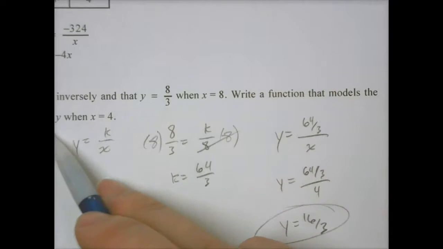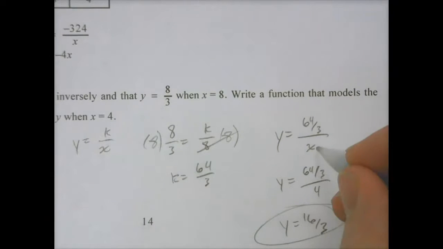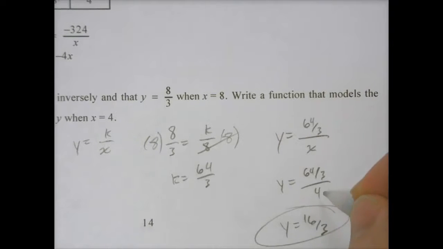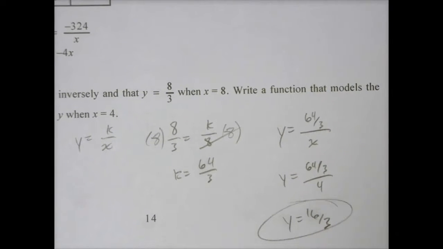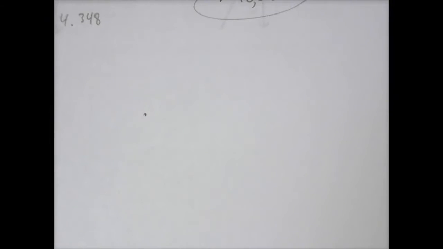And then it says find y when x is 4. So I can plug in 4 here, 64 divided by 3, enter, divided by 4, enter. You'll get the solution 16 over 3, which is also 5.3 repeating. All right, I'm going to pause it here, and then I'll start another one.